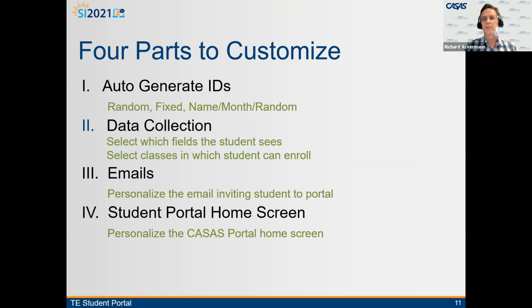So there's 4 parts to customize. One is choosing from some different options you have when you want to create an ID. 2 is data collection. So which fields do you want the student to see when they come to the student portal? And then what classes do you want the students to be able to enroll in? Part 3 of customization are emails. You can personalize the email that is inviting the student to come to the student portal. And 4 is there's a student portal home screen, and that's to represent your agency, and we'll show you how you personalize that.